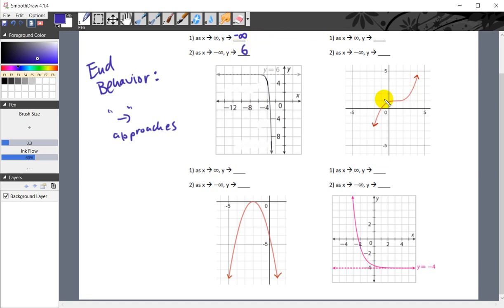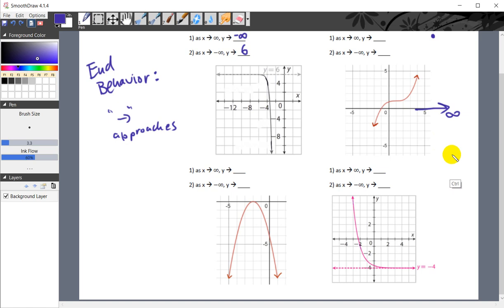Okay, this one is similar to what I've shown you in class previously, right? So as x approaches a large positive number, what's going to happen to the y's? Well, think about it. Look at the direction of the arrow. As you can see, we're going to have a point way up here.